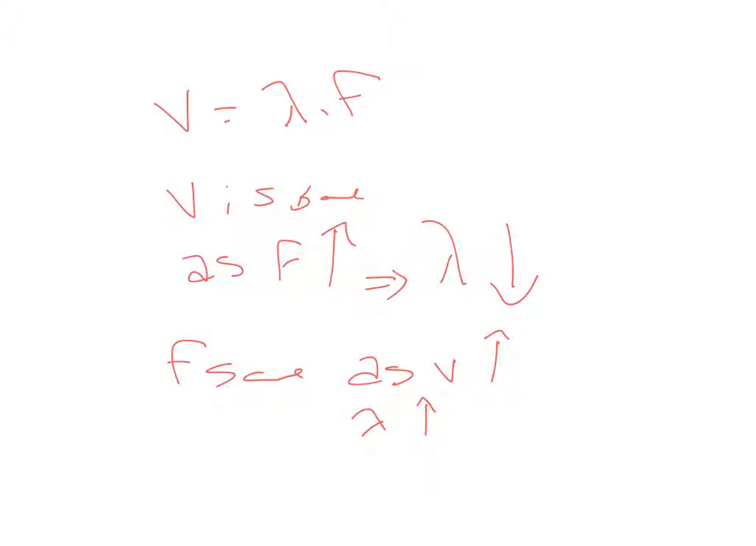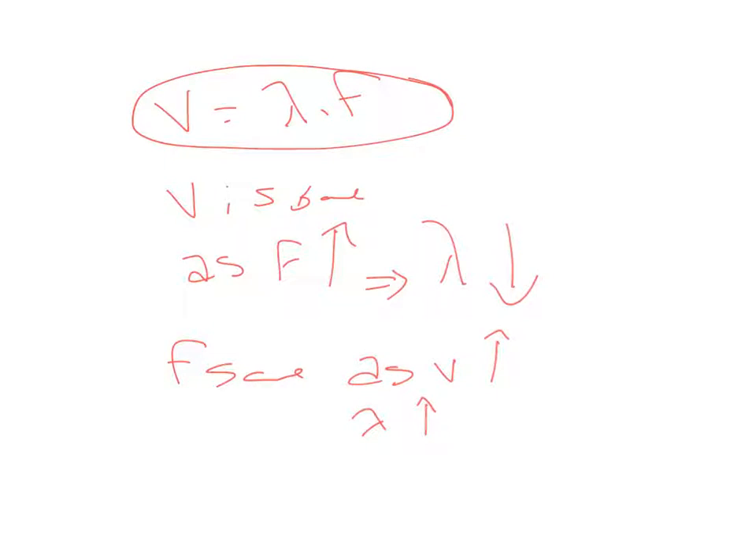I should use a thicker line. So again, if v is the same, as the frequency increases, wavelength decreases, and if f is remaining the same, the frequency is remaining the same, as v increases, wavelength increases as well. And this is basically explaining this right there. We're good?